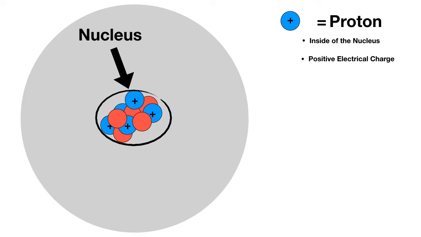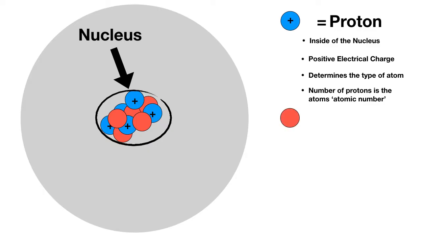Now, protons are important because the number of protons that an atom has determines the type of atom. For example, oxygen will always have 8 protons in its nucleus, while helium atoms only have 2 protons in their nucleus. The number of protons is so important that it has its own name. The number of protons in an atom is an atom's atomic number.